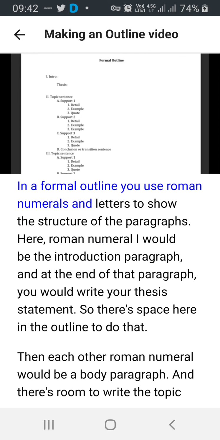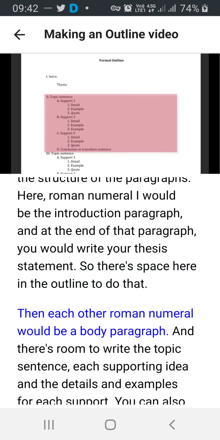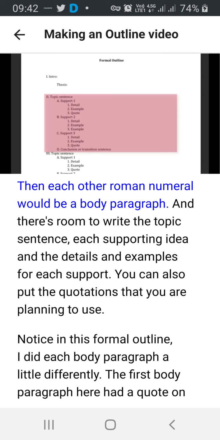In a formal outline, you use Roman numerals and letters to show the structure of the paragraphs. Here, Roman numeral 1 would be the introduction paragraph, and at the end of that paragraph, you would write your thesis statement. So there's space here in the outline to do that. Then each other Roman numeral would be a body paragraph, and there's room to write the topic sentence, each supporting idea, and the details and examples for each support. You could also put the quotations that you're planning to use.